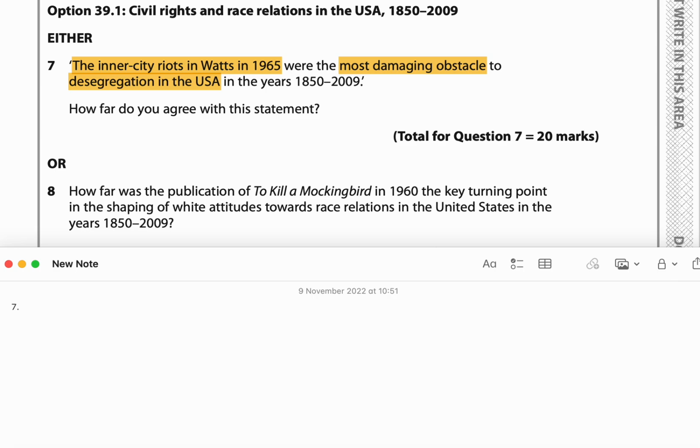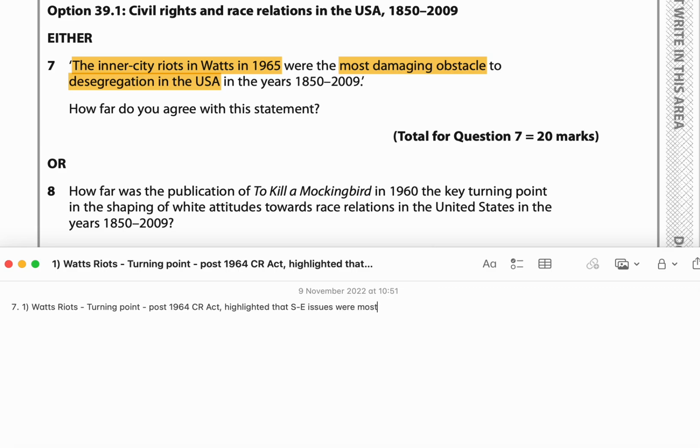So question 7. If you're going to argue, paragraph 1, we're going to talk about the Watts riots. So how could we argue that the Watts riots were an obstacle to desegregation? And I've looked at the mark scheme here, and what the exam board are looking for is this idea that Watts was a turning point. Okay, it was a turning point because it was post 1964 Civil Rights Act, and it really highlighted that socio-economic issues were most prominent. The focus of the Black American movement, particularly in the North, wasn't desegregation. It was socio-economic issues.